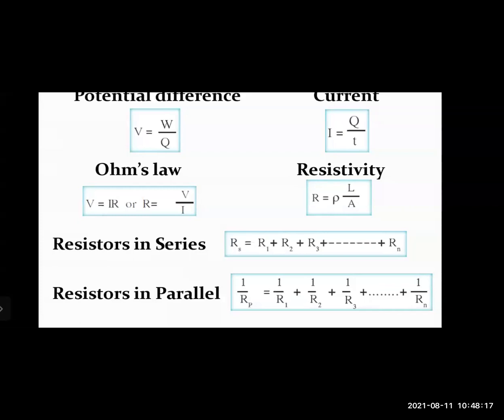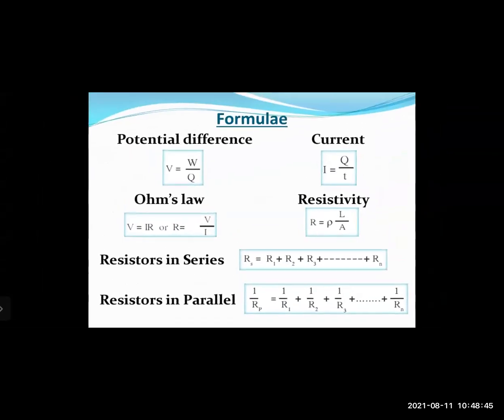Resistors in parallel will be what? The reciprocal of the effective resistance. Resistance in parallel is equal to the sum of the reciprocals of all of the individual resistors, right? So reciprocal means what? 1 upon Rp, the reciprocal of the total resistance in parallel, is equal to 1 upon R1, that is the reciprocal of the first resistor, plus 1 upon R2, the reciprocal of the second resistance, and so on, right? So these are the list of formulas that we have seen.